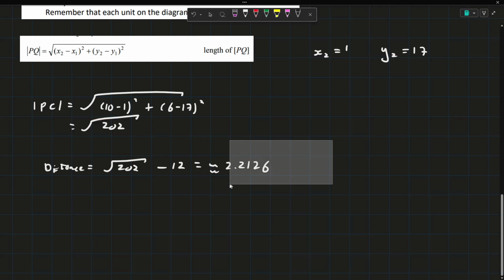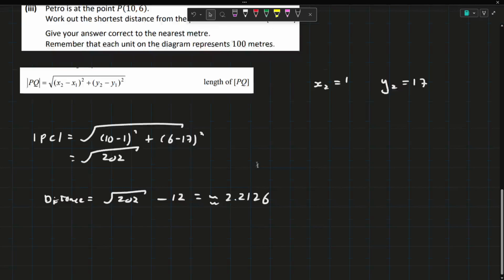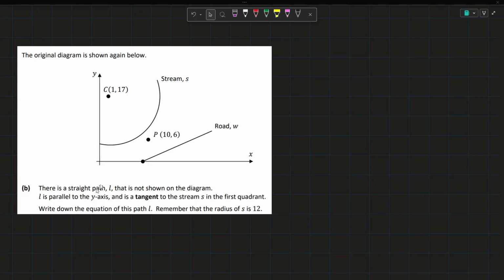And the reason I'm giving that many decimal places is because remember that each unit is 100 meters. So we have to multiply this by 100 to get the distance in meters. So we multiply that by 100, we'll get 221.26. And then that becomes 221 meters when we go to the nearest meter. So then we're told some information here.